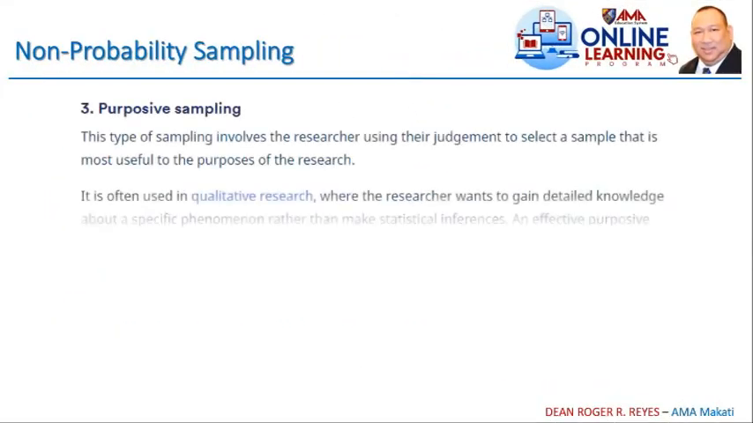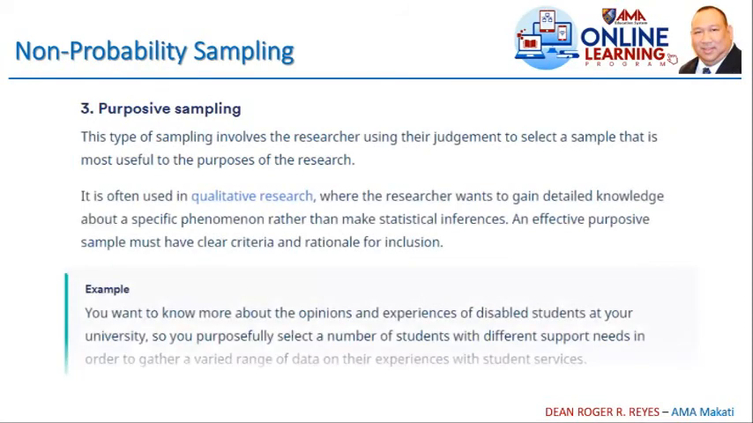The third non-probability sampling method is purposive. Ayan. Madalas din natin makita yan sa mga thesis. Purposive. Pero iba yung ginawa. So, purposive. Ang purpose ko, madalian ako. Kung sino lang makita ko, mali.